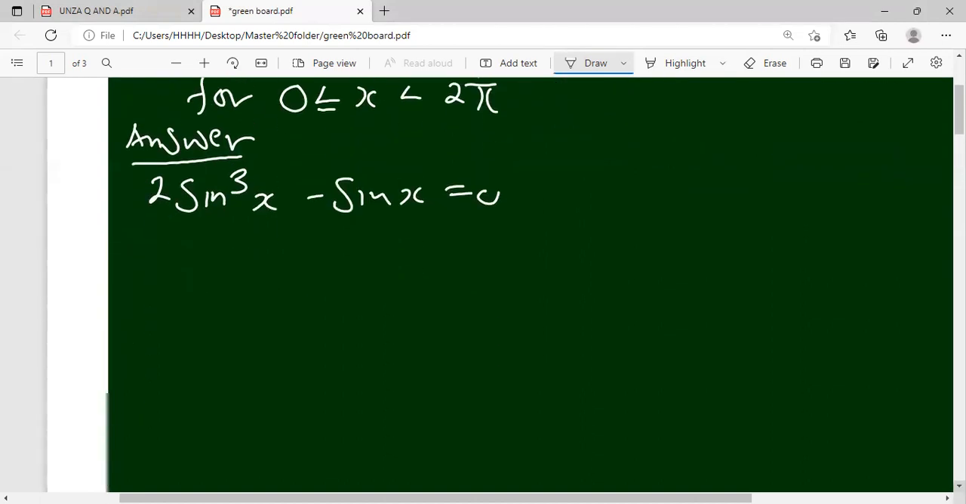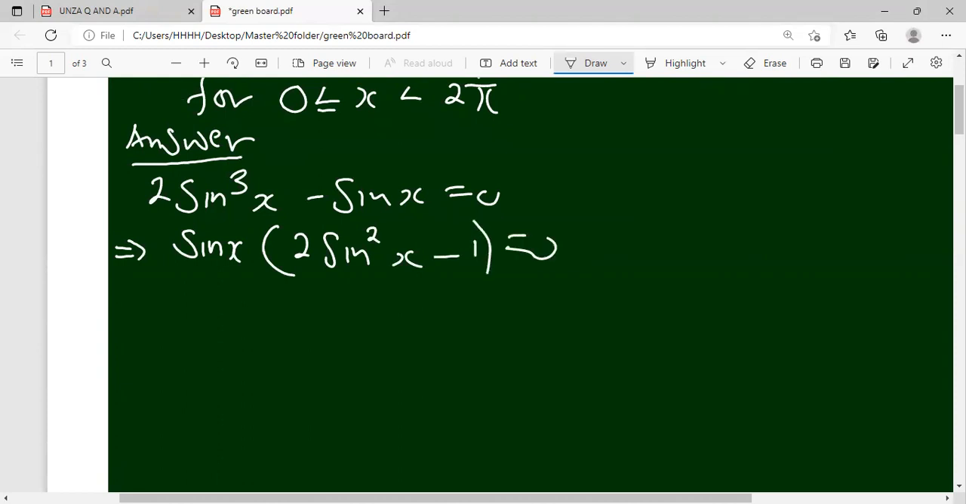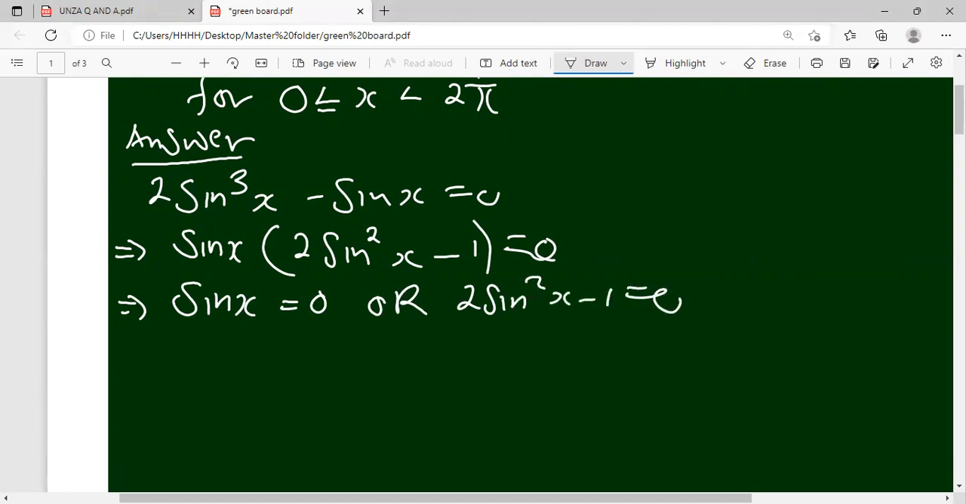So how do we work this out? You treat this as an ordinary cubic equation. We can see that there's something common, which is sine x. So we can factor out the sine x, meaning that you remain with 2 sine squared of x minus 1 is equal to 0. So using the zero product rule, we have sine x is equal to 0, or 2 sine squared of x minus 1 is equal to 0.